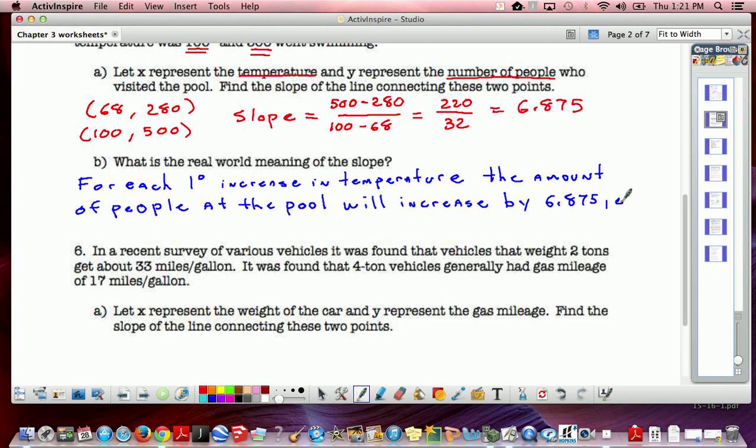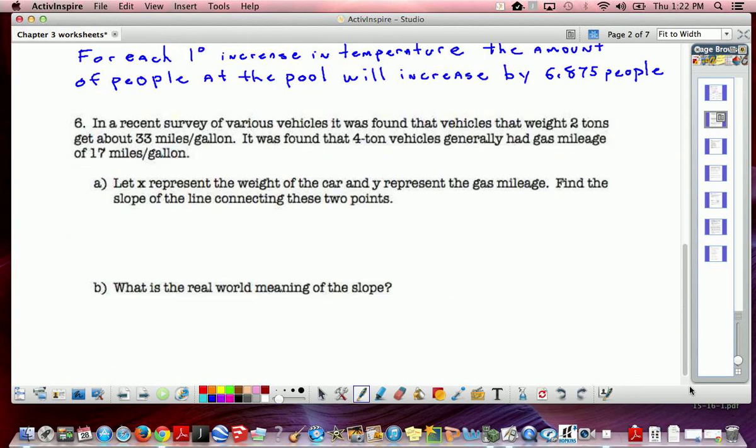6.875 people. Now, I know some of you might be saying, well, Mr. Bartz, you can't have a 0.875 person, and I don't disagree with you. But remember, this is basically each 1 degree. It's kind of an average. So if I had 10, I'd actually have 68.75. I know it's still a decimal, but we do want to include it as a decimal so we have accurate information. All right, let's take a look at the last one here.